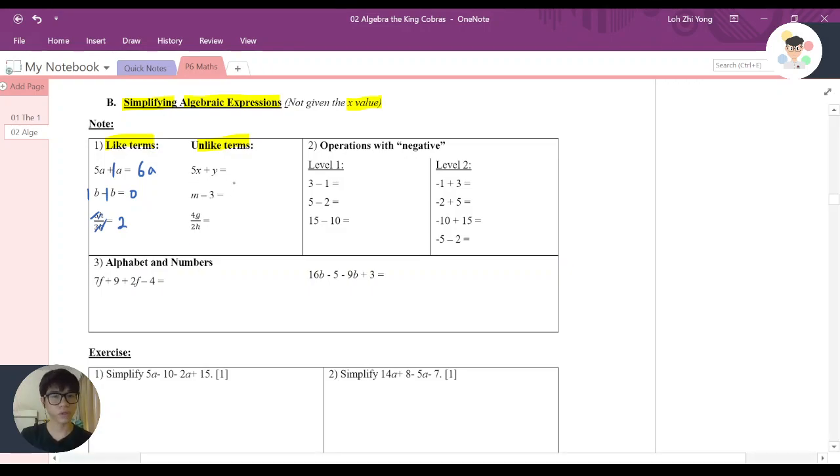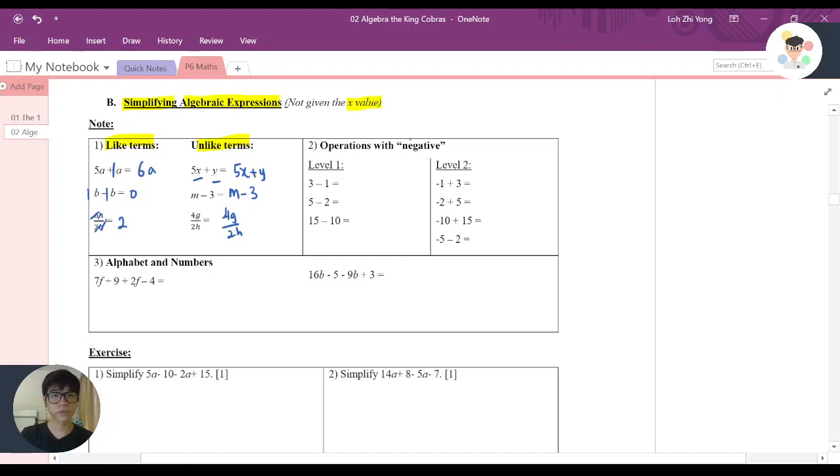Okay? And for unlike terms, as we know, we can't combine them because they are totally different things. So we just put back the same thing. The same thing here, m minus 3. We can't combine it because we don't know what m is, and we don't have m here. So we put the same thing, m minus 3. And the same thing here, 4g divided by 2h, because we cannot combine it.